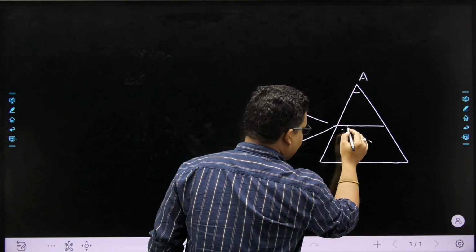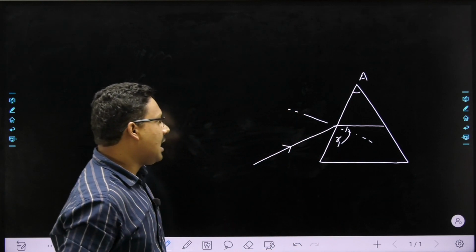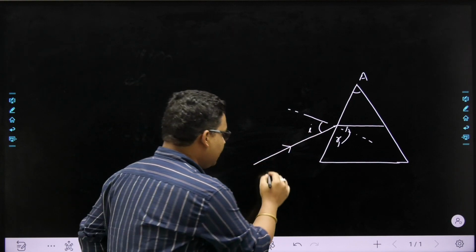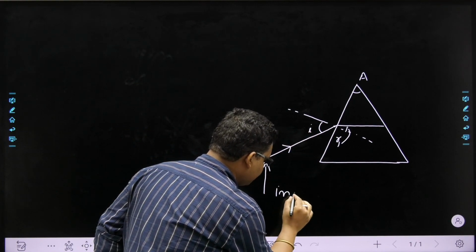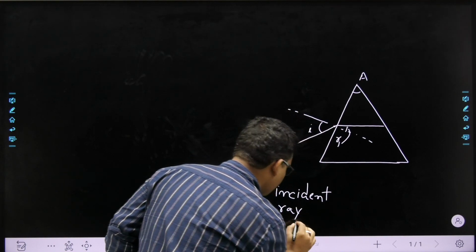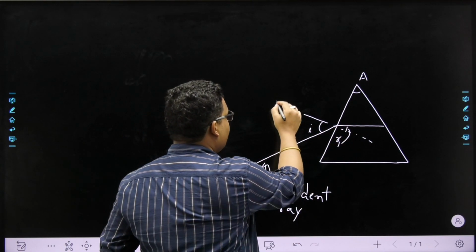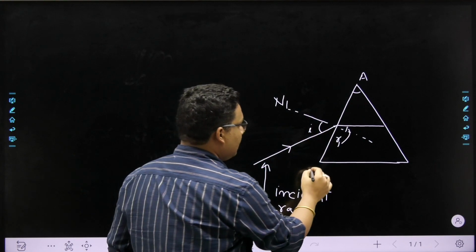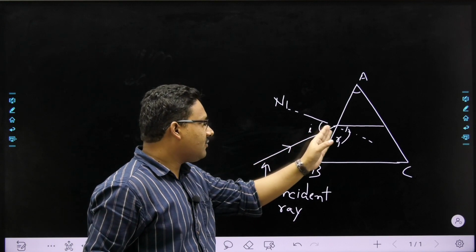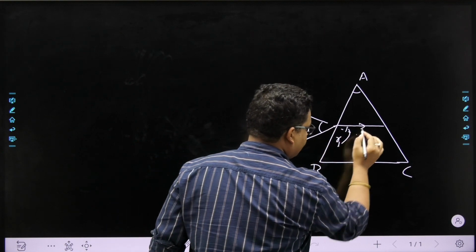Say this angle is R1 and this angle is I. This is the incident ray, which is incident on this prism at an angle I. This is the normal N1 to the surface AB. After refraction, the angle of refraction is R1 and the ray goes in this way.